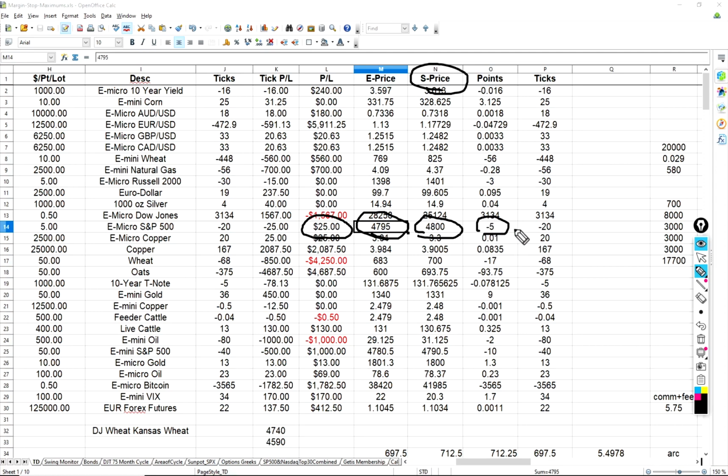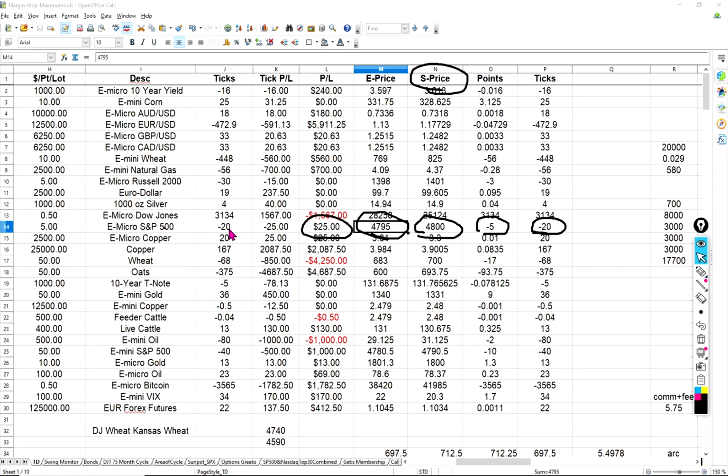And futures have things called points and ticks. You should know all this. If you don't, you need to study it. So you can see that on the E micro, it requires quite a bit of movement just to make a little bit of money because it's such a small contract, small product. Right? Now watch if I go.